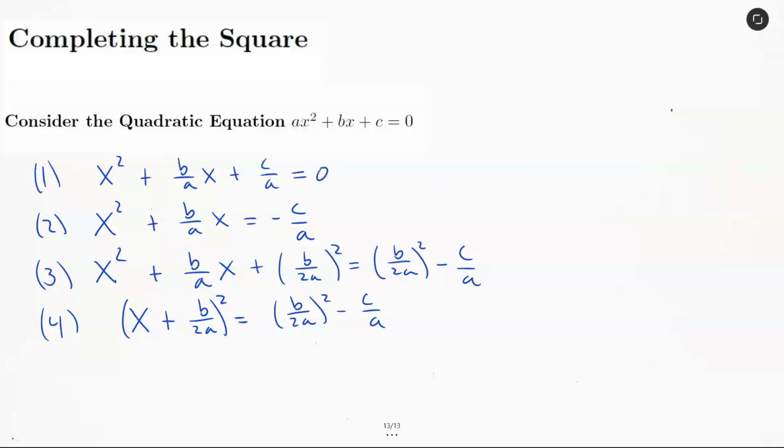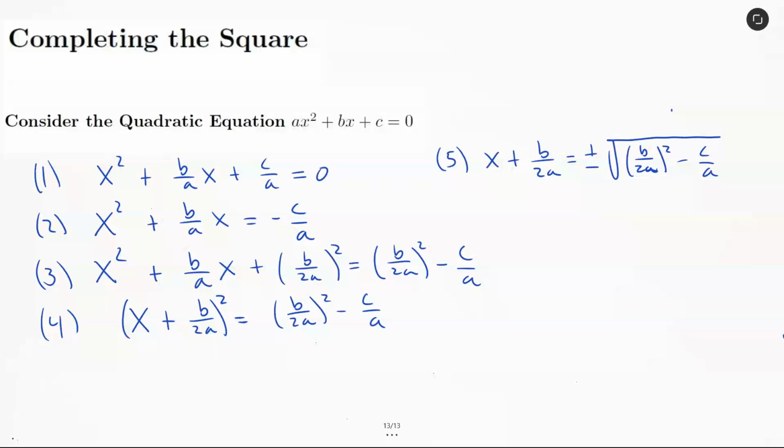Step 5. Take the square root of both sides. On the left-hand side, I can just write it without the square, because that is the square root, equals plus or minus the square root of B over 2A squared minus C over A. There you have it.